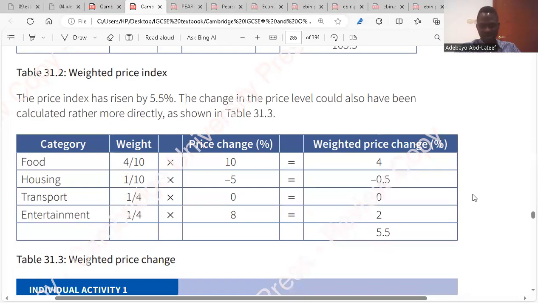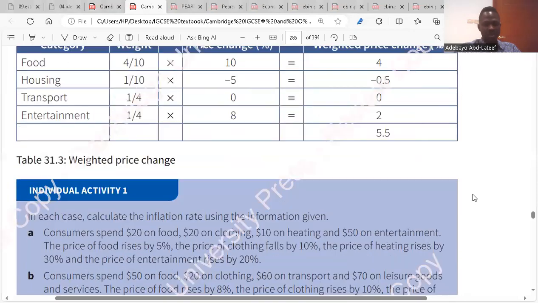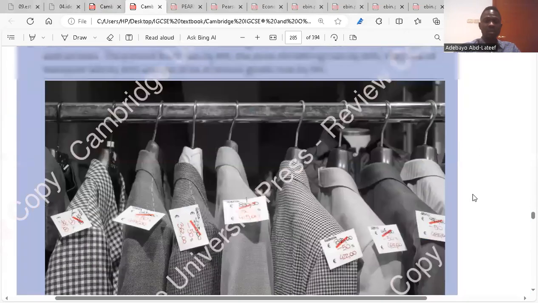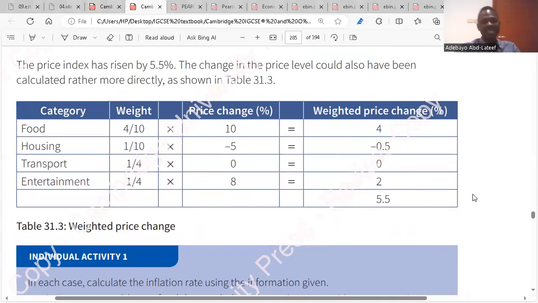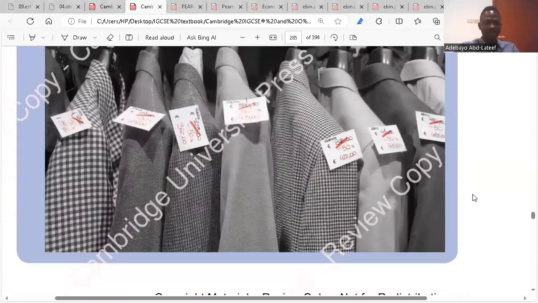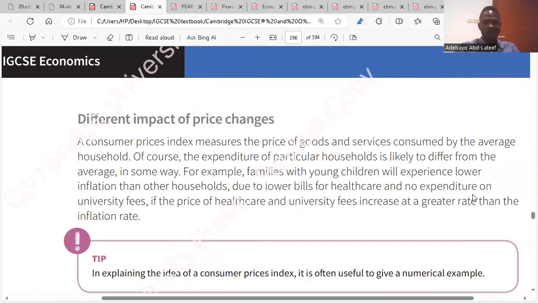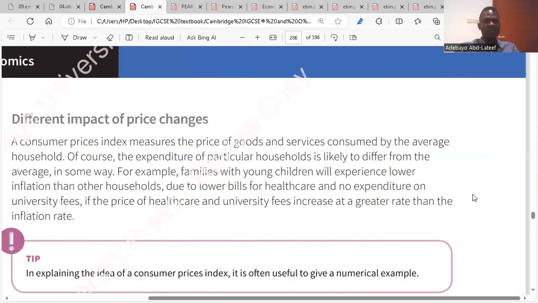Yes. Is it clear? Yes. Any question about that? No. We'll move on. Now that's the price index and there's the price change. For price changes, you know them already. By 10%, minus 5, 0 and 8. Yes, I get it. Okay. Shall we move on? Yeah.